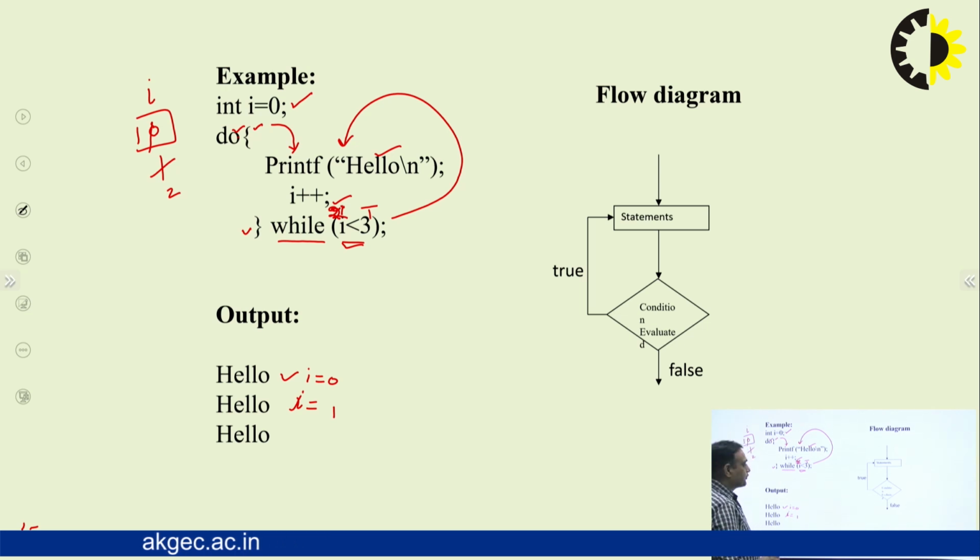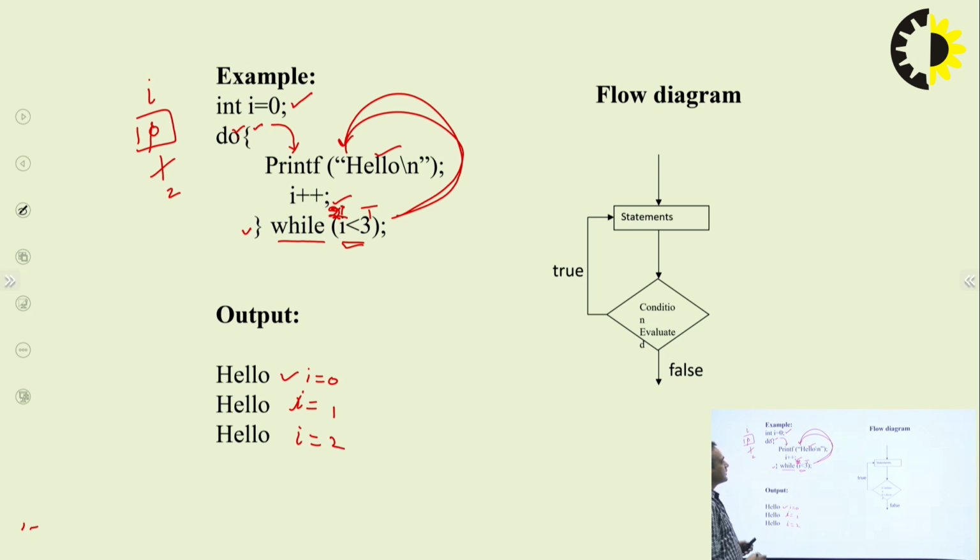Then the value of I is 2, 2 less than 3, condition true, so again the body of the loop will be executed. Hello will be printed for I equal to 2 and I will be incremented from 2 to 3. Now compare I with 3: 3 less than 3, the condition is false. When the condition is false, the loop will never execute the body of the loop. It will go to the statement X, which is written outside of the loop.